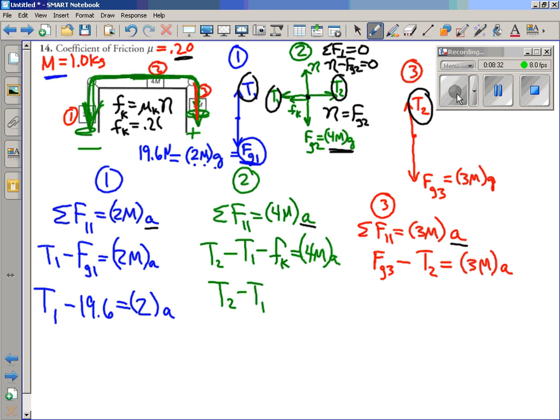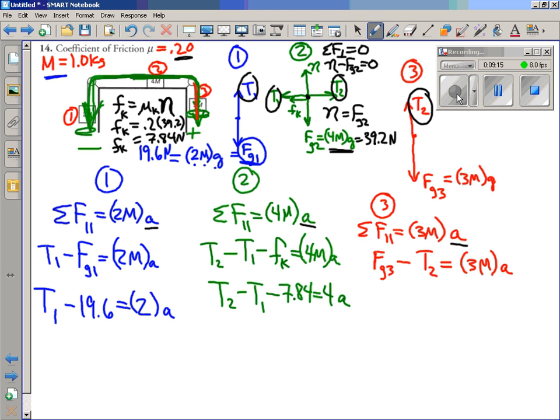4 times 1 times 9.8 will give us 39.2 newtons. And so if I plug that in for the normal force over here, 39.2 newtons, we can come up with a force of kinetic friction to equal 7.84 newtons. And so this is an actual number, minus 7.84 newtons equals 4 times m. Well, m is just 1 kilogram, so 4 kilograms times A. A is one of the things we're solving for.